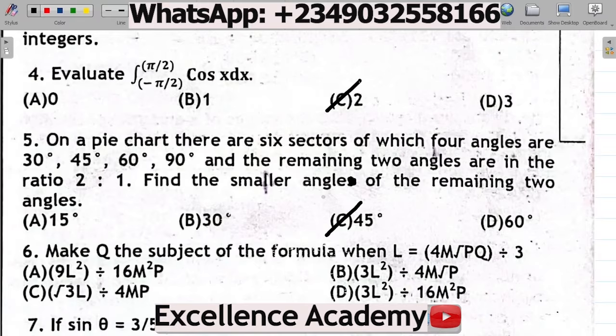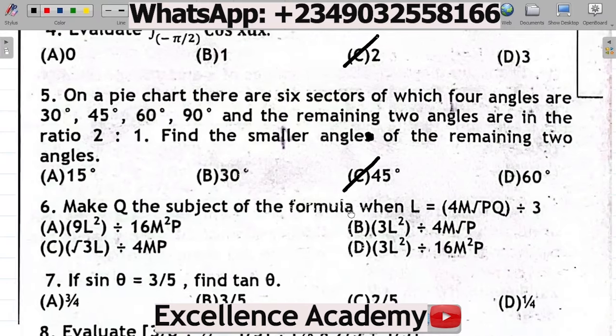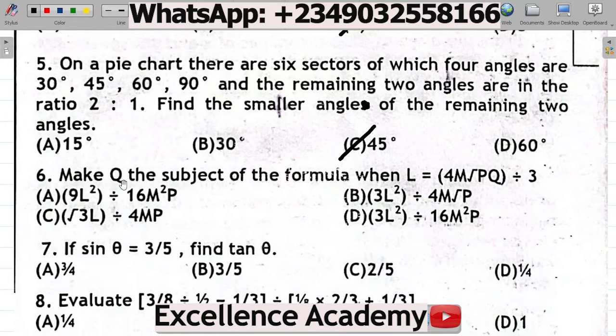All right, moving on. Let's solve the next question there. Next question, question number 6. It says, make Q the subject of the formula when L is equal to 4m root PQ divided by 3. You have option A, option B, option C, and option D. So how do we solve this question here? Let's copy down this question there.